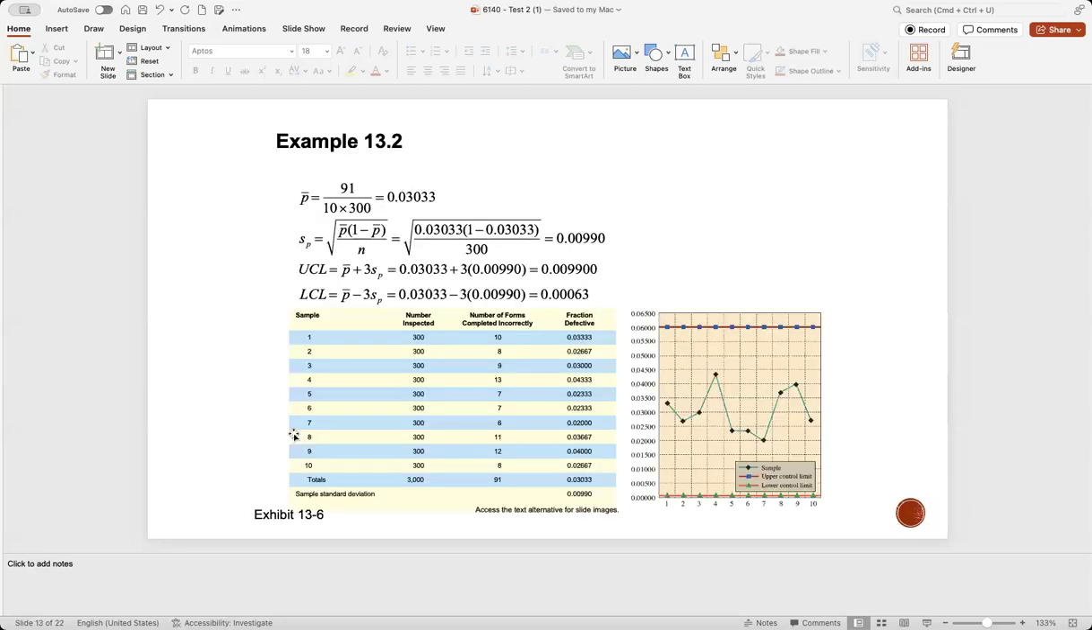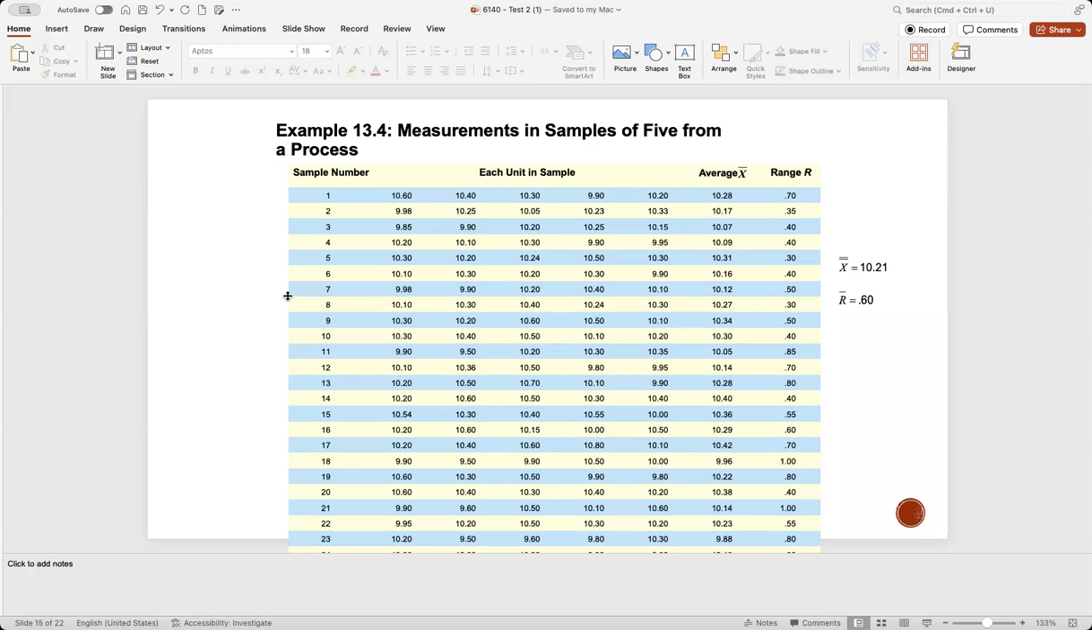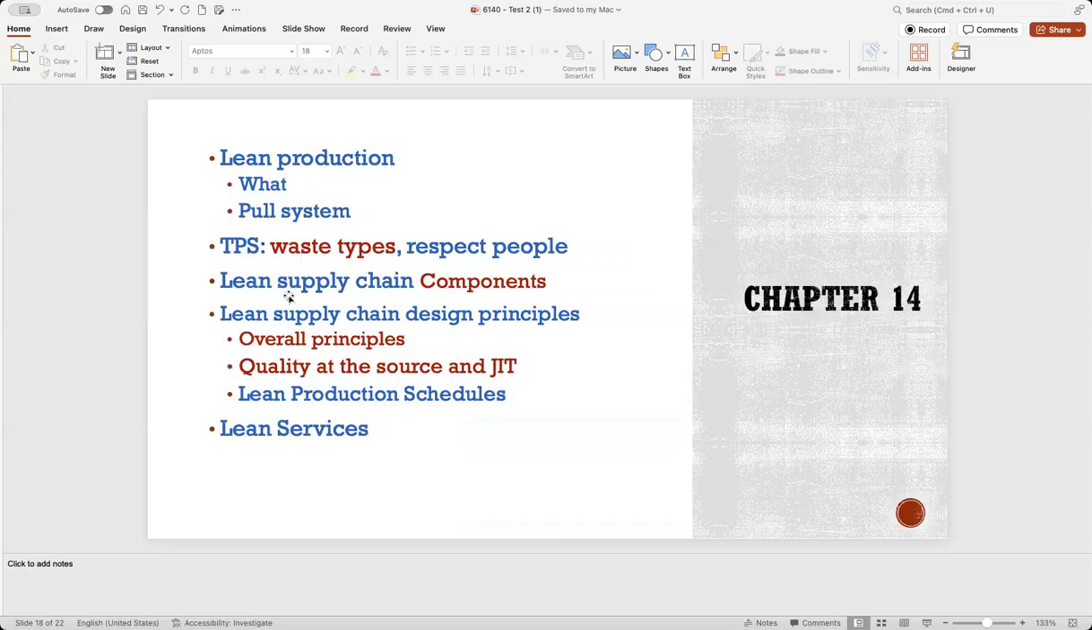This is the example for the p chart. If you forget how to solve the p chart, this example will be really helpful for review. The following slide talks about the X-bar chart and R chart. When you do the X-bar and R charts, be very careful about the sample size, because you need it to find A2, D3, and D4, which you use to compute the upper and lower limits for the X-bar chart and R chart, respectively. The following example, example 13.4, will be really helpful. And this is chapter 13.